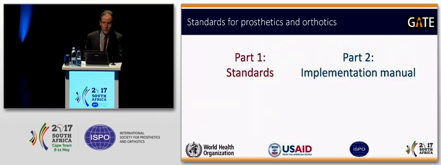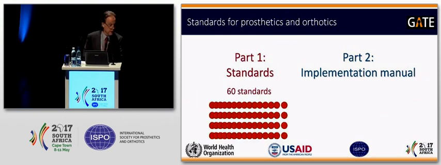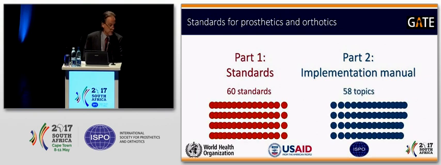Now, part 1 and part 2, how do they relate? Well, in part 1, we have 60 standards. In part 2, 58 different topics, specific topics are discussed. And the topics can vary from 1 or 2 paragraphs only for one topic up to 2 or 3 pages for one topic.